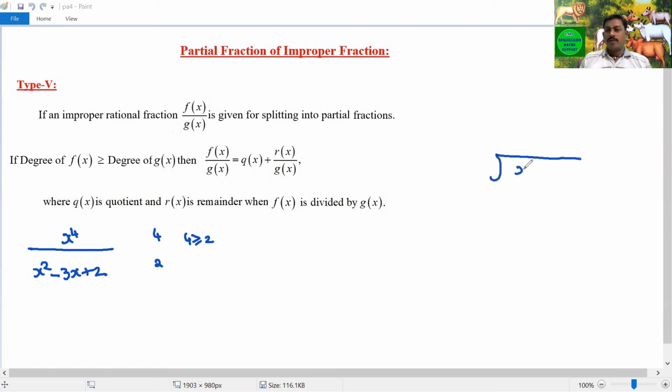So here our f of x is x power 4. The g of x is x square minus 3x plus 2. Here we need x power 4, but here we will have x square. To get that x power 4, I will multiply that given term by x square. So the term will become x square into x square is x power 4, minus 3x into x square is minus 3x cube, plus 2 into x square is plus 2x square.